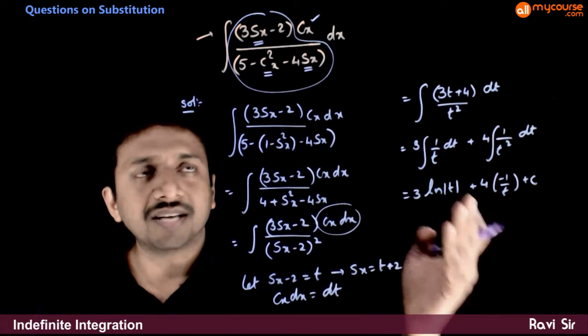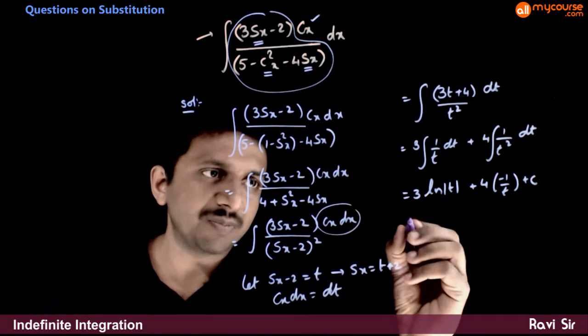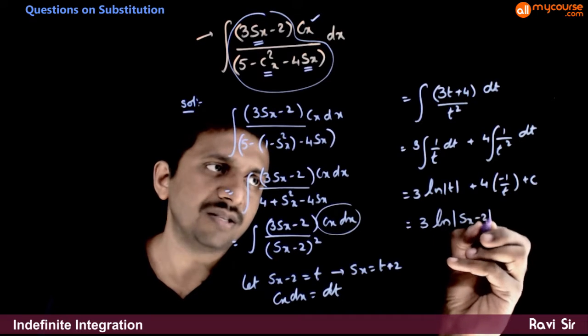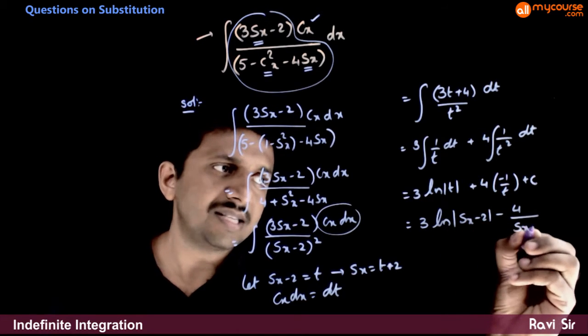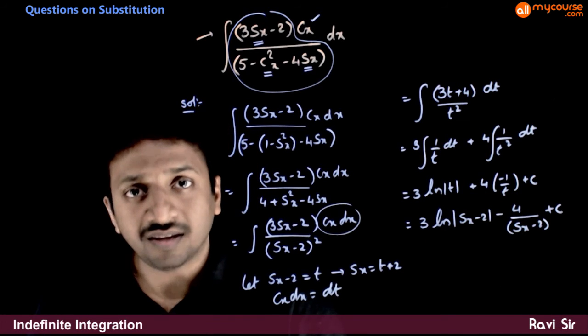So once the integration is completed, I can do the back substitution. That is, t is equal to sin x minus 2. So 3 ln mod of sin x minus 2 minus 4 by sin x minus 2 plus c is the integration.